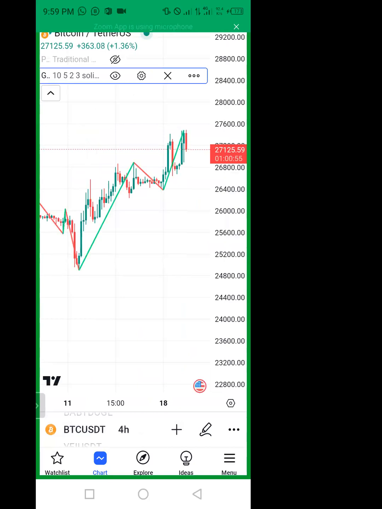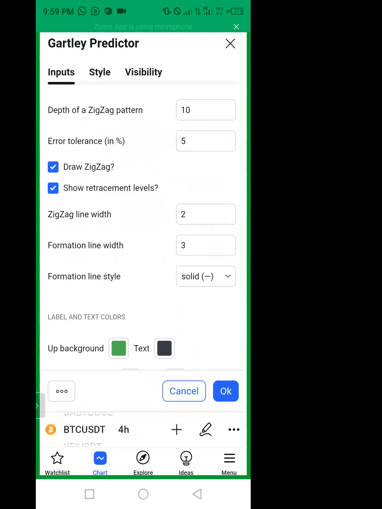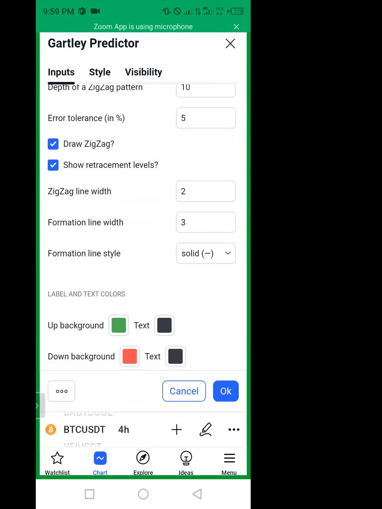So with the GARTLEY predictor, we are seeing its settings. We have input style and then visibility. Zigzag. If you don't want it to show the zigzag, you can remove it. But for me, I love it. I like the zigzag. I can show the retracement levels. I want it to show the zigzag line. Formation, this one is 2.